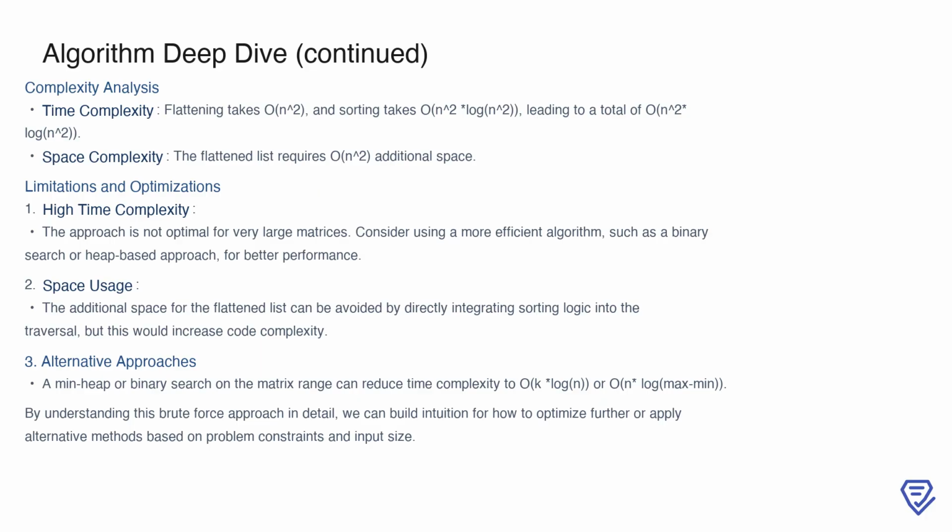To address these limitations, we can consider optimizations or alternative methods. For example, a min-heap can be used to reduce the time complexity to k * log n, or a binary search on the range of values within the matrix can achieve n * log(max-min). These methods are more efficient but come with increased implementation complexity. By fully understanding the brute force approach, we gain valuable insights that help in selecting the most appropriate solution based on the problem constraints and input size.